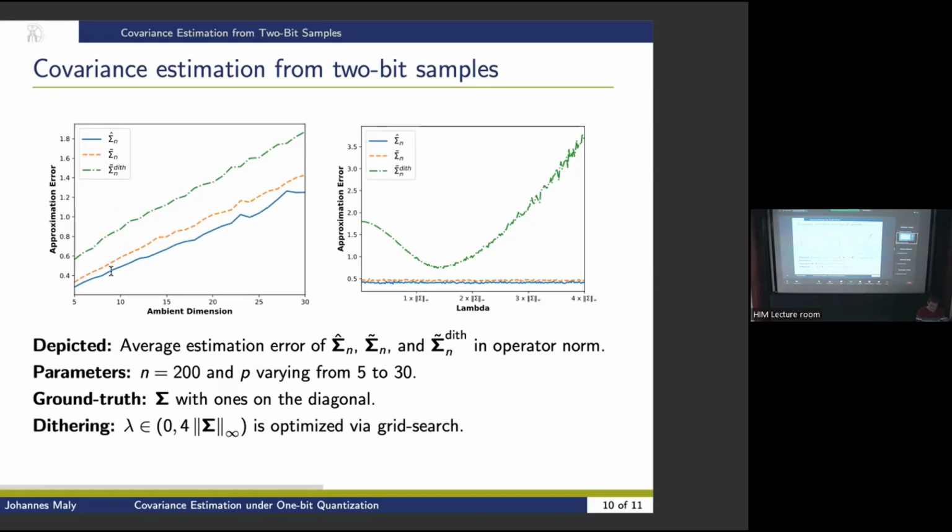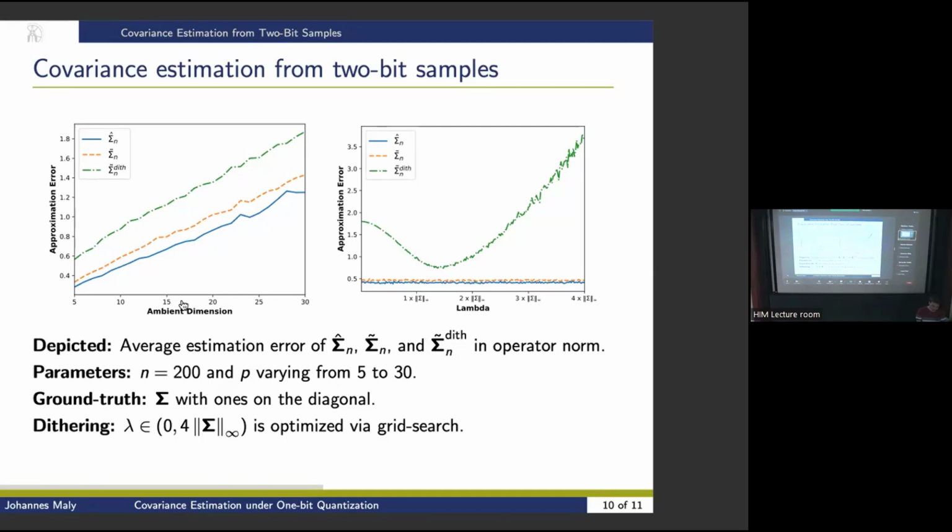And what you see is in blue, the sample covariance matrix without quantization, so on the full knowledge of the samples. Then the orange line shows you the 1-bit estimator that requires the diagonal equal 1. And the green, the 2-bit estimator that has this additional dithering. First observation, you see in this direct comparison that the orange line is very close to the sample covariance matrix.